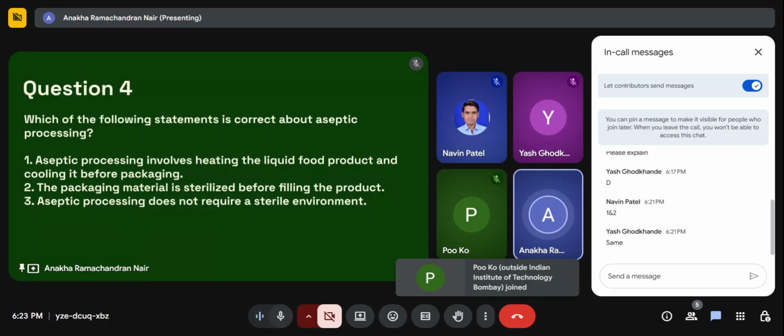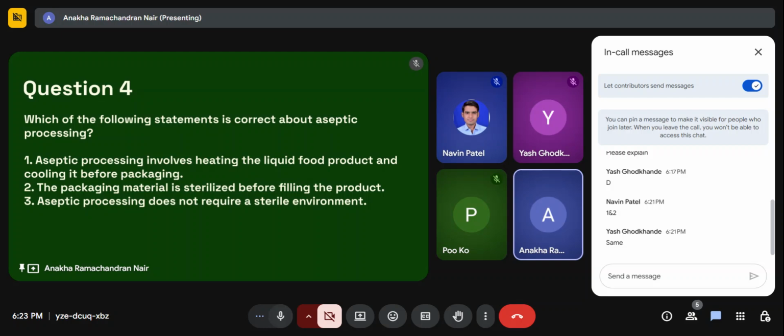Question number 4 is, which of the following statements is correct about aseptic processing? There are three options. Option 1, aseptic processing involves heating the liquid food product and cooling it before packaging. Option 2, the packaging material is sterilized before filling the product. And option 3, aseptic packaging does not require a sterile environment. So out of these three, which is correct?